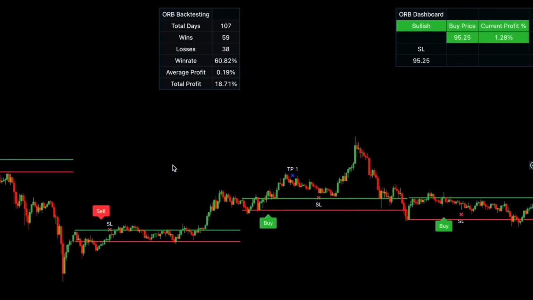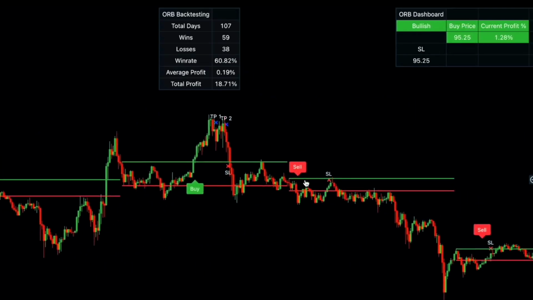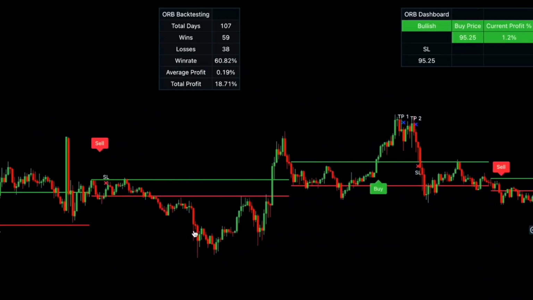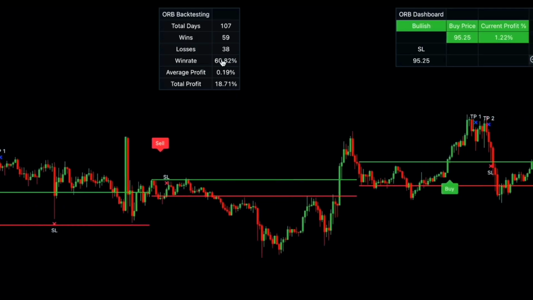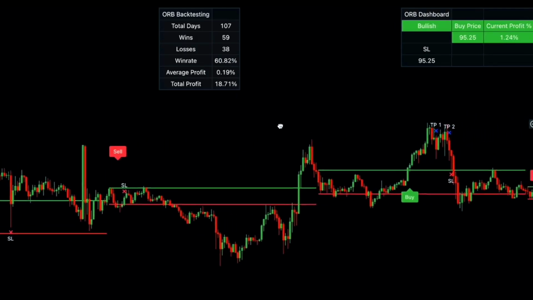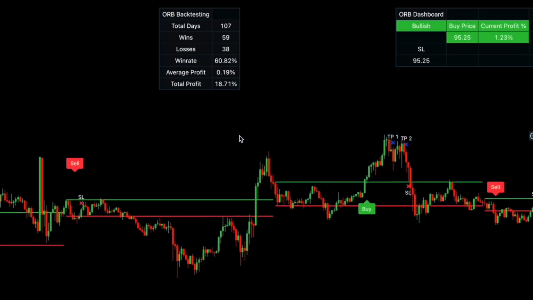One of the most useful features is its ability to backtest performance directly within TradingView. This allows traders to see how the indicator would have performed historically, giving you the chance to tweak your settings before applying them in real-time trading. For those who love capturing big moves early in the day, Orb Algo is a game changer.